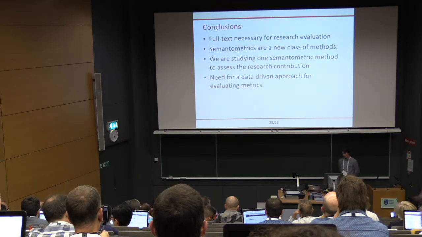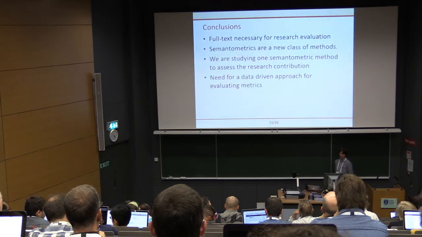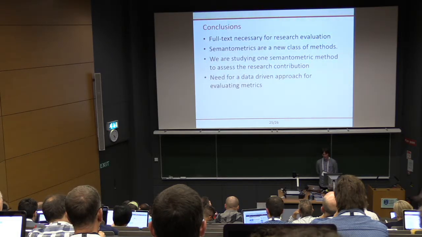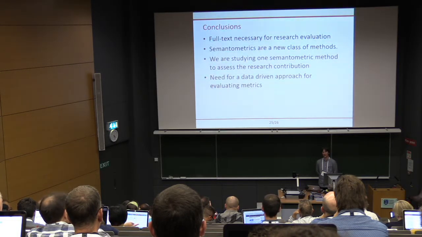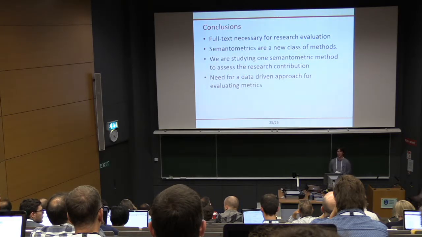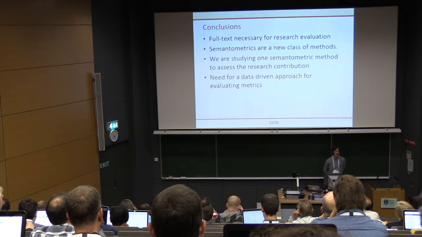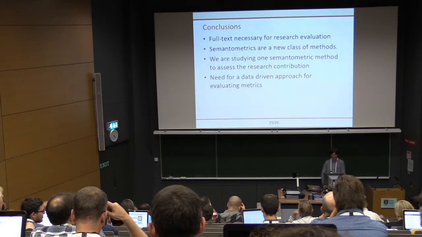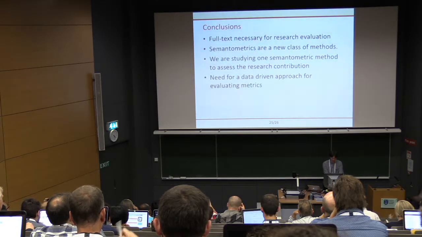What I believe is the important message from this is that we believe that full text is necessary for research evaluation. The contribution metric was just one example of something that can be done very easily with full text and bibliometric data together. But there is much more that can be done. We can be tracking how facts are propagated through the research. What we need is access to full text of research papers. Unrestricted access to all research papers, more precisely.